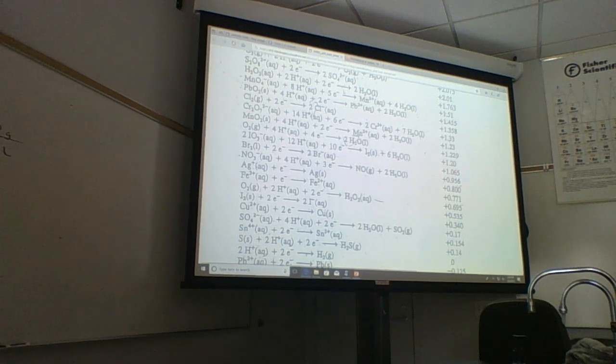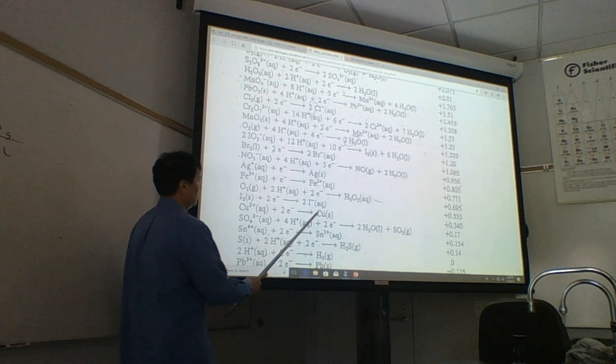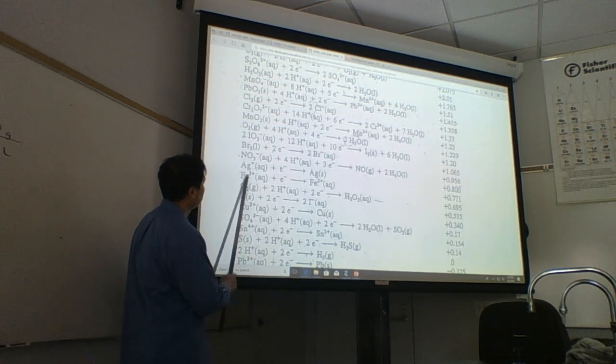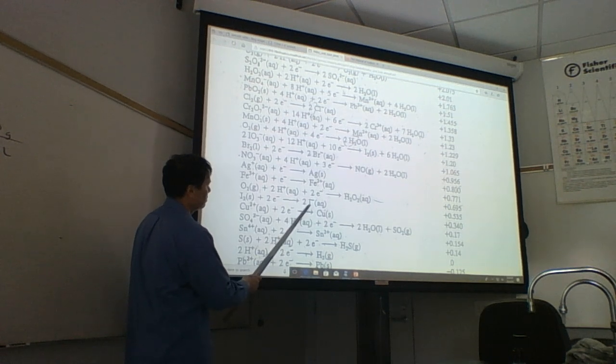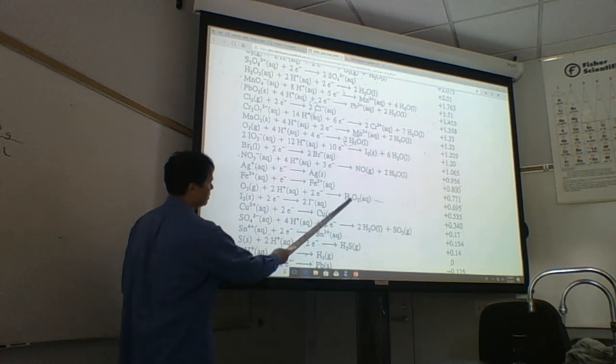Same goes for these: ion versus copper metal, or silver. We're going to get into it there. This is iodide.